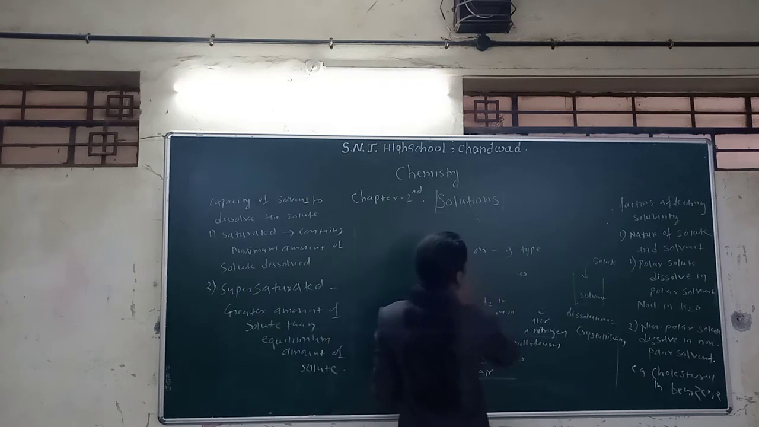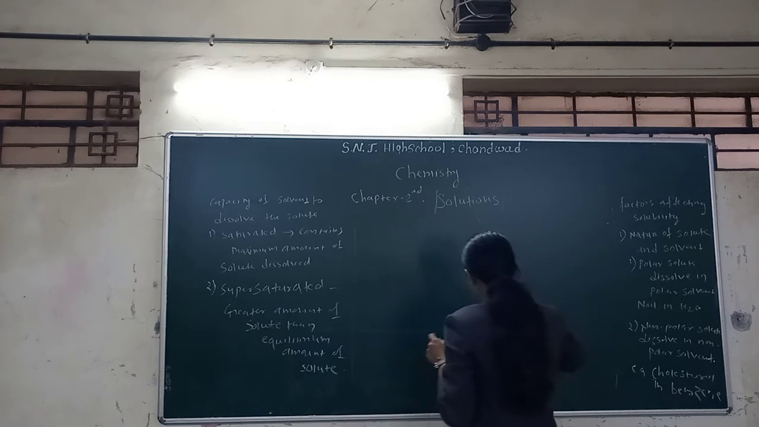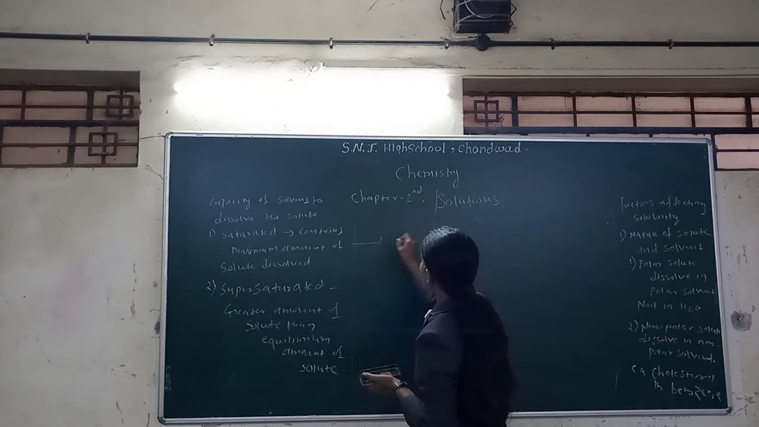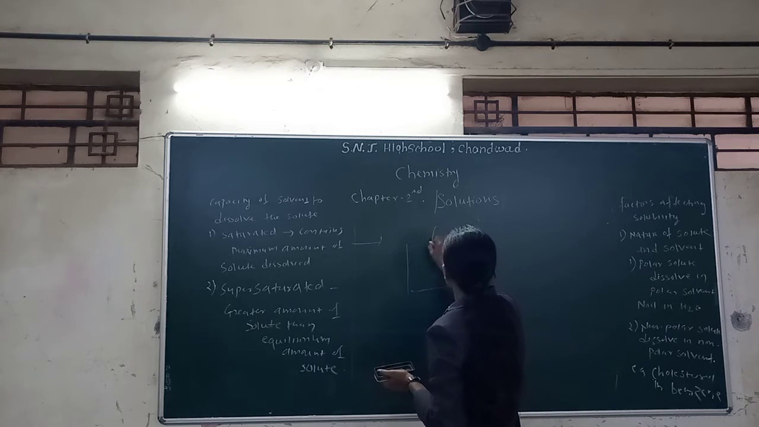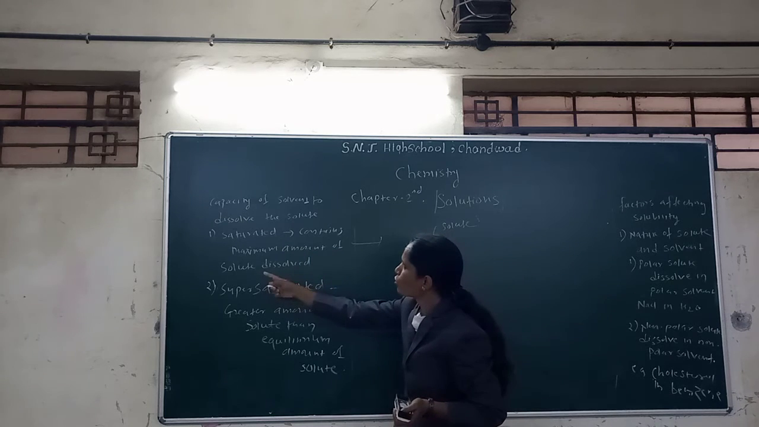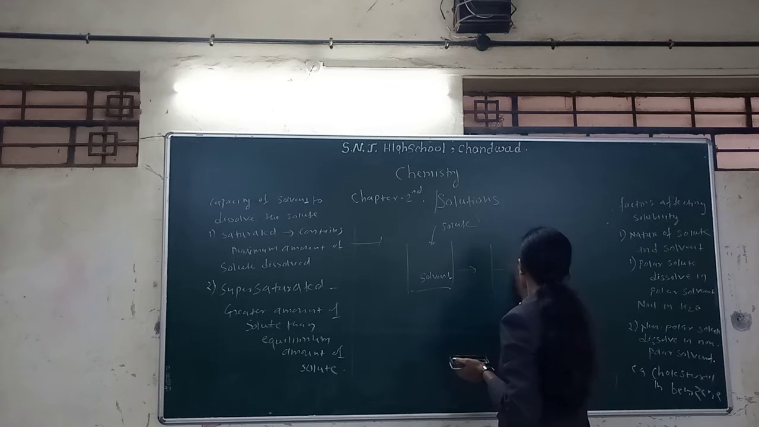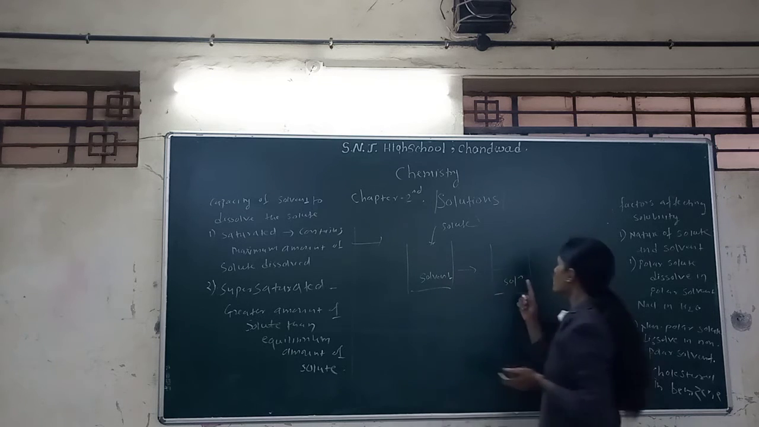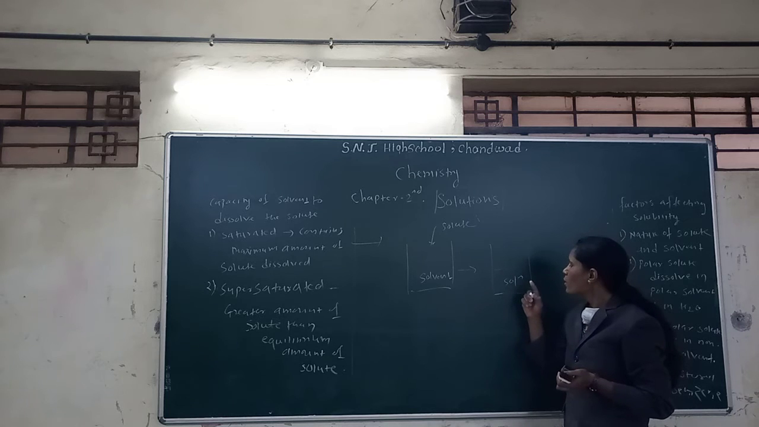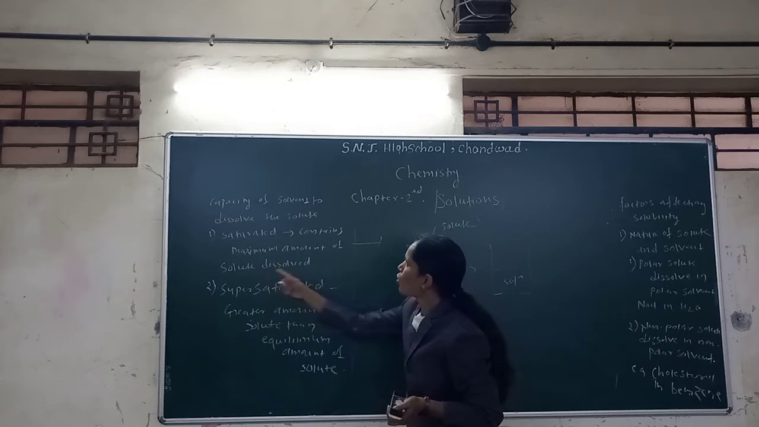That is, when solute is added to the solvent, the maximum amount of solute is dissolved. Means to form a solution, this solution contains a smaller number of solute particles as compared to solvent. Means the maximum amount of solute is dissolved.